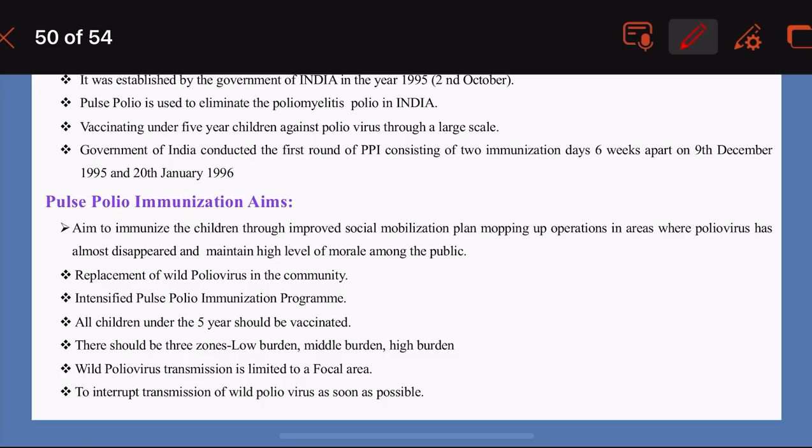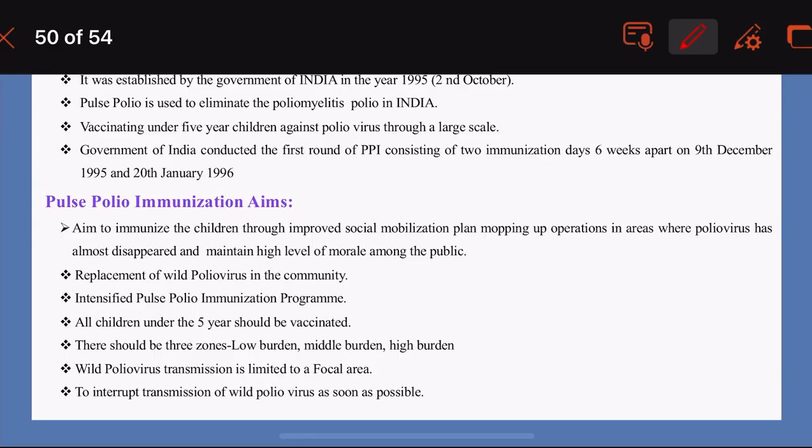The pulse polio immunization aim is to immunize the children through an improved social mobilization plan and mopping up operations in areas where the poliovirus has almost disappeared. We are improving the social mobilization plan, and we are maintaining a high level of morale among the public. We are aiming to immunize the children. There is also replacement of the wild polio viruses in the community. Intensified pulse polio immunization programs are carried out. All the children who are under 5 years of age are vaccinated.